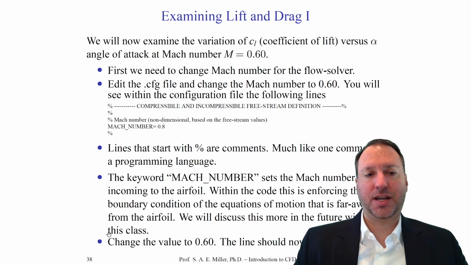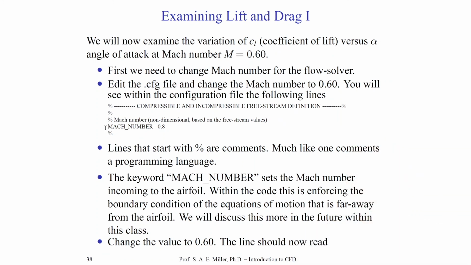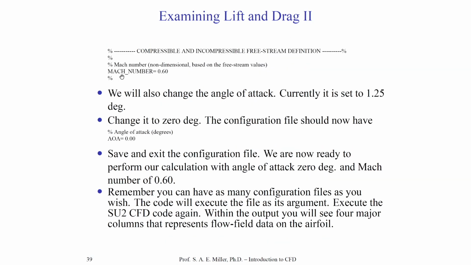Obviously, we should change the value to 0.6. Remember, percent signs are comments. Mach number does not have a percent sign in front of it. It's not a comment. This will change the incoming Mach number, of course, and it's enforcing the boundary condition. So the boundary condition is being enforced from Mach 0.8 to 0.6. So change that value to 0.6, and your file should now read Mach number equals 0.6. See how that's 0.6? Easy.